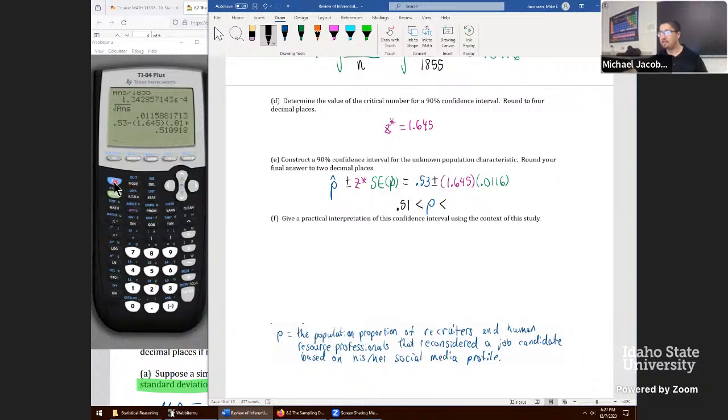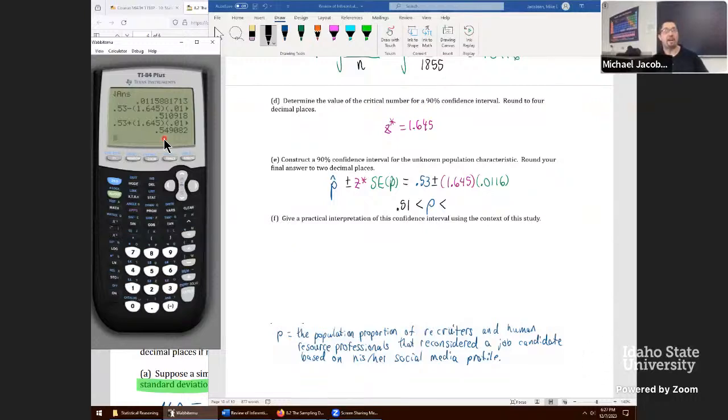Now that's going to be less than, hit second. Oh, that's the wrong strategy. Let me clear that out. Hit second and enter to pull that up. Plus an enter now gives us the upper value, 0.55 after rounding. So 0.55 will go here.